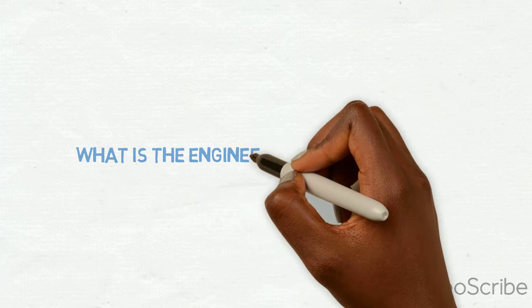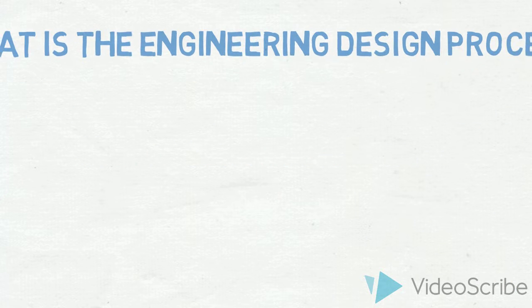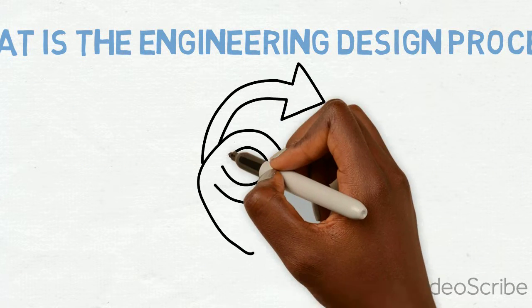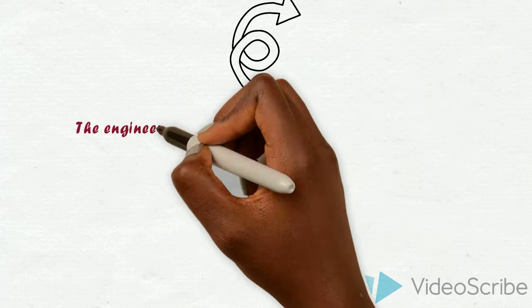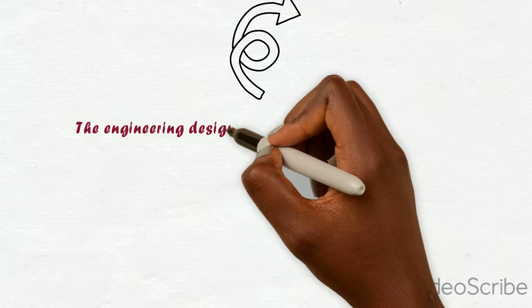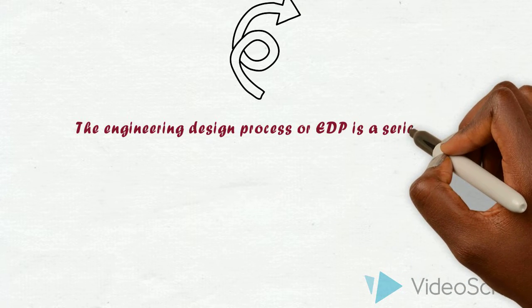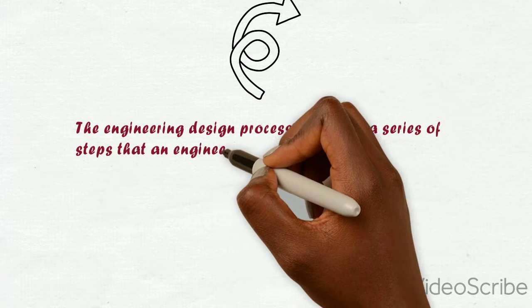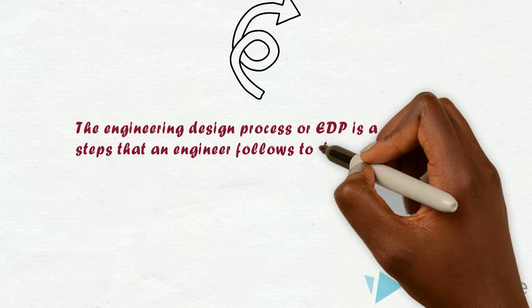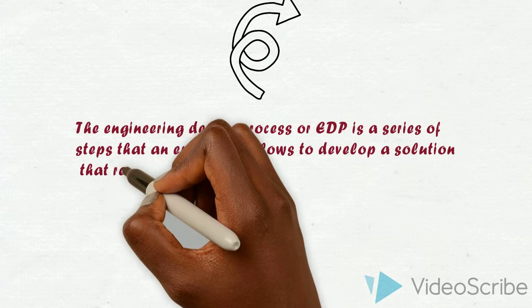Okay, so today we're going to be discussing what is the engineering design process, or EDP for short. The engineering design process, or EDP, is a set of steps that an engineer follows to develop a solution that resolves a problem or meets a need. The steps of the engineering design process are ask, imagine, plan, create, test and evaluate, improve, and share solution.